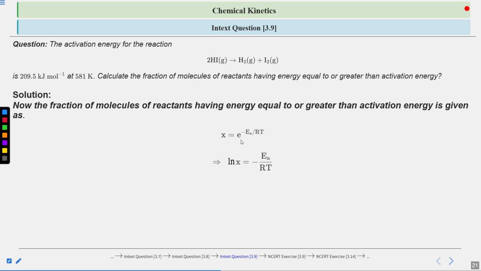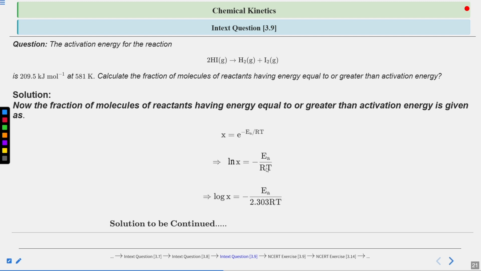When you take the log of both sides, log X becomes log e times minus Ea by RT. Log e will become 1. So log X is equal to minus Ea by RT.